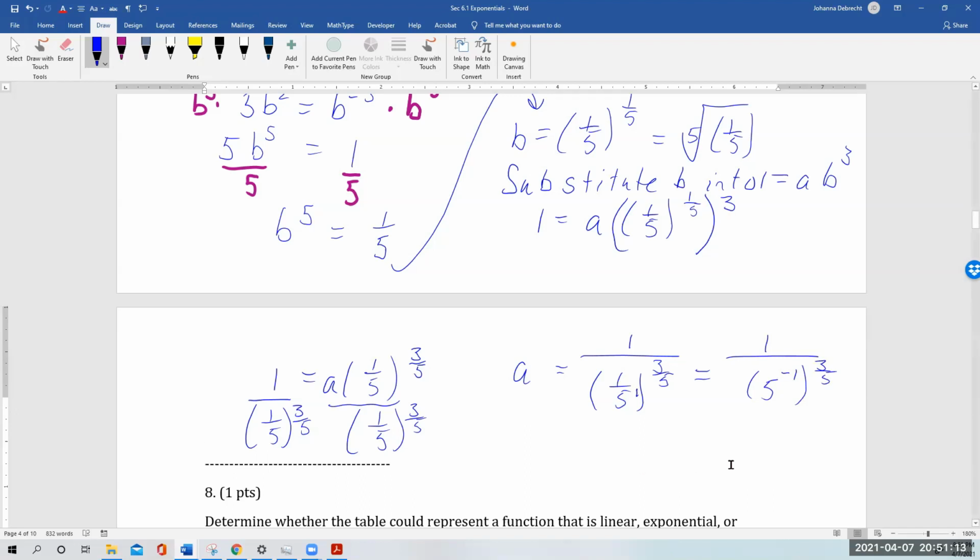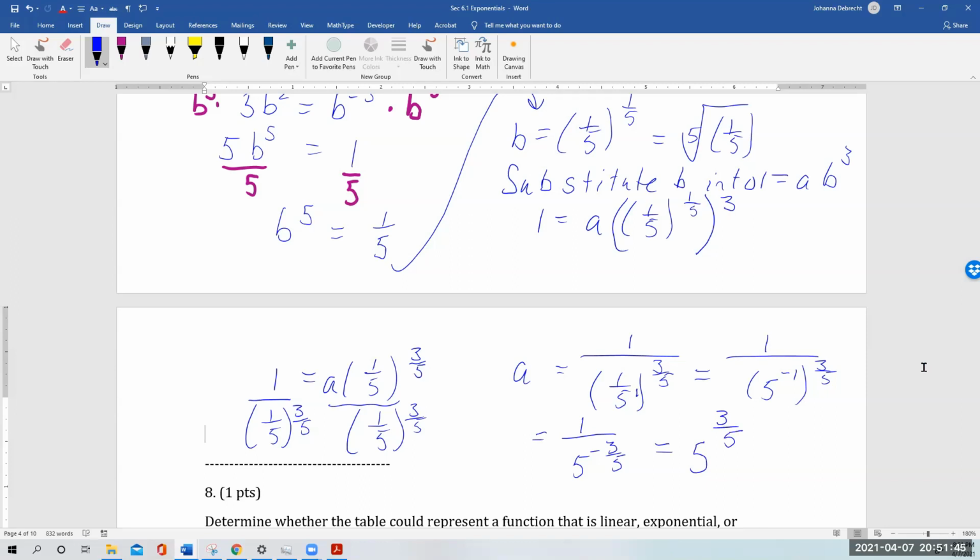Now that I have that raised to the 3/5 power, the next thing that I could do is multiply these two powers together since I have one base and two powers on it. Then I multiply the powers together, and that will give me 1/5 to the -3/5. But the negative power tells me it could be moved to the numerator, and therefore A is 5 to the 3/5 power.